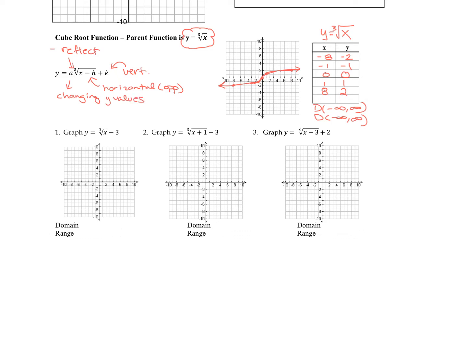So let's take a look at this first graph. I'm not shifting left or right, but I do notice that I shift down 3. So let's shift down 3 and put our starting point. Now, how do I graph my points? You're going to graph just what we had before. You're going to use your -8, -2. You're going to use your -1, -1. You're going to use your 1, 1. And you're going to use your 8, 2.